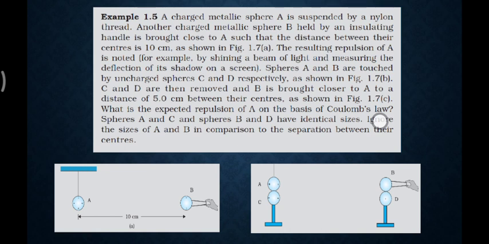So this total Q on A is equally divided on both spheres. Same in the case of B and D. The charge on the B sphere is equally distributed on D. So it is Q by 2 and Q by 2 in the individual cases.